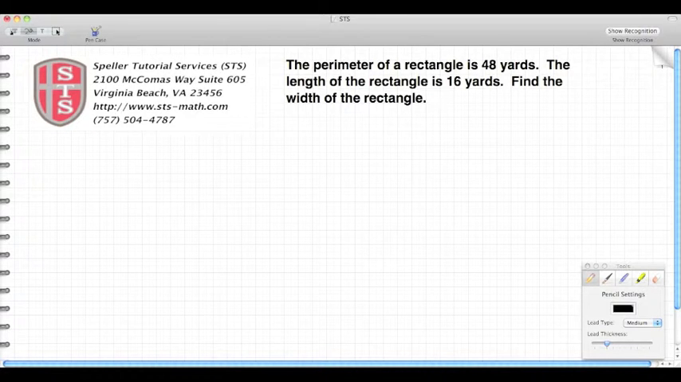Today we're talking about word problems, and we'll begin with the problem stated above. The perimeter of a rectangle is 48 yards. The length of this rectangle is 16 yards. Find the width of the rectangle.